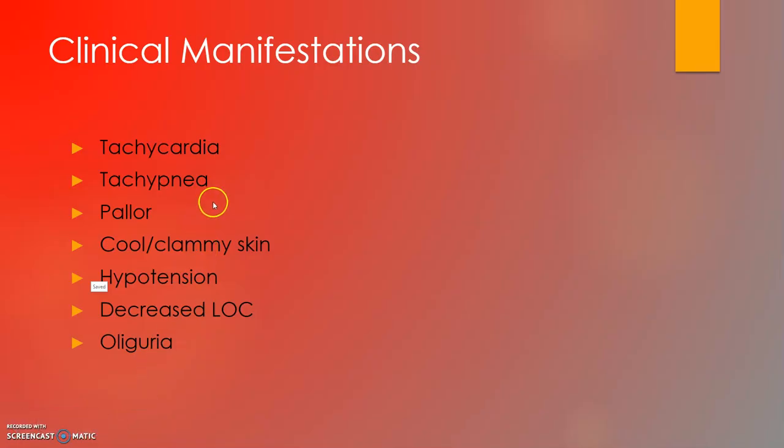So some things you'll see on your patient: their heart rate's going to be high, they're going to be breathing fast, they may be pale, cool and clammy, may have low blood pressure, and decreased level of consciousness is a late sign. That's when things are starting to get really serious. You may see some oliguria because the kidneys are going to try to shunt more fluid back into the circulatory system to keep that volume up. Unfortunately, that's going to just dilute your blood even more and make you seem even more anemic.